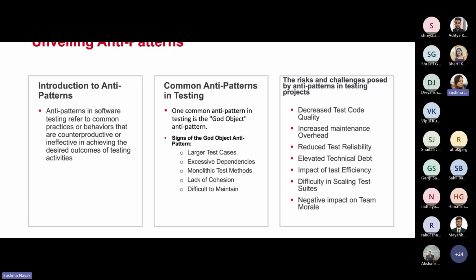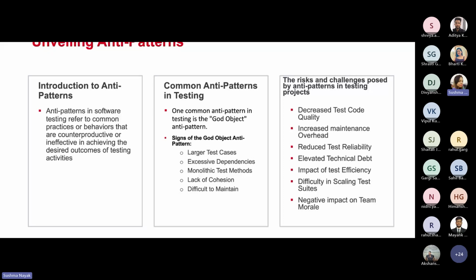So here, the overall point is that understanding and addressing anti-patterns in software testing is really essential for improving the quality and efficiency of testing efforts. By proactively identifying these patterns, a team can optimize their testing process and deliver better software products to the customer. So yes, it's very important to identify the anti-patterns that are present.